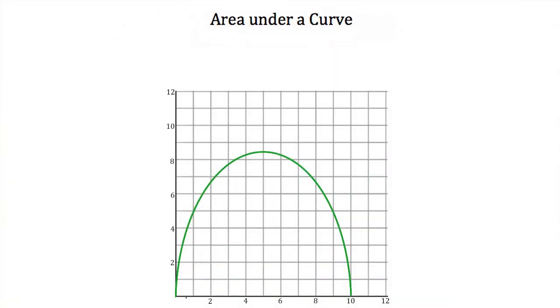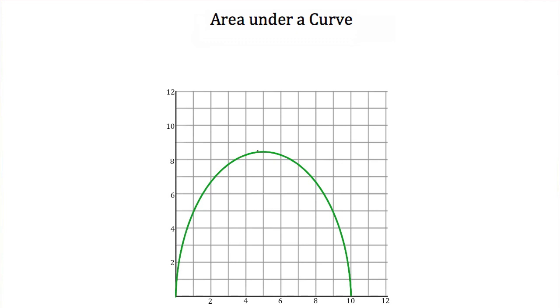But what if our curve wasn't a horizontal line? Here we have a parabola. Finding the area underneath this parabola would be very difficult. It's not a rectangle, it's not a circle, it's not any easily identifiable or measurable shape that we have a formula for to find the area. So if I wanted to find the area underneath this parabola, I'm going to have to estimate it.